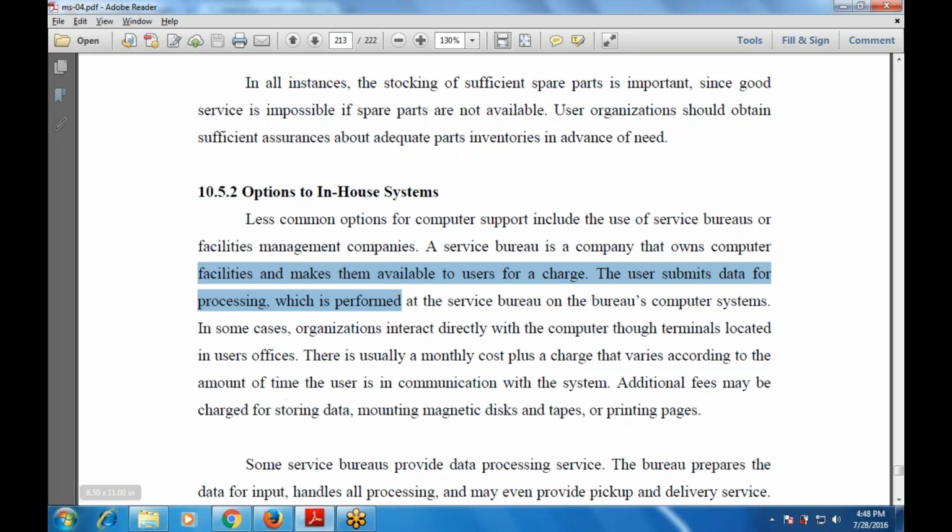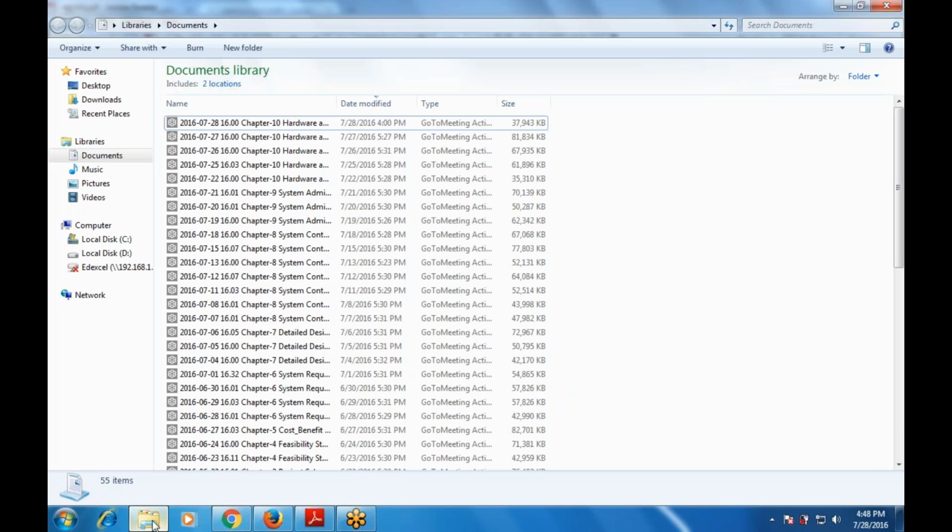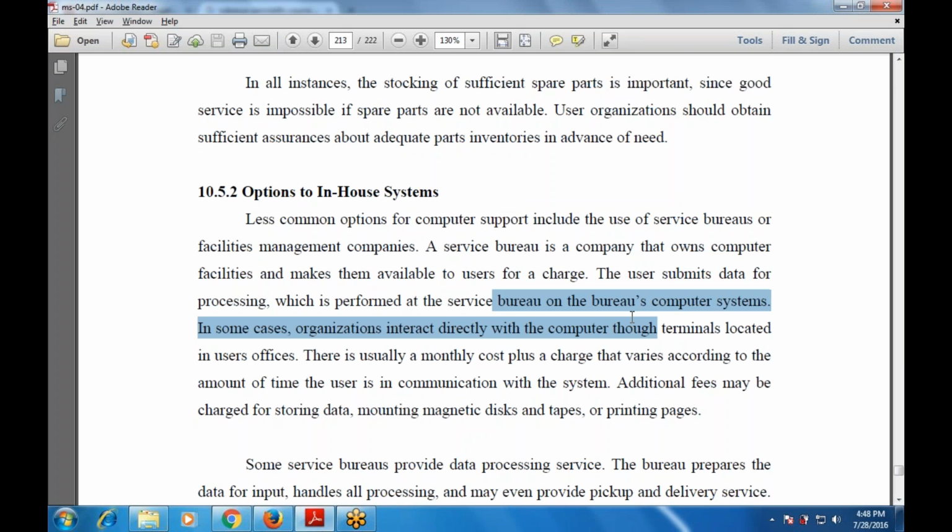In some cases the organization also has to maintain a direct relationship with the computers, including the maintenance part, followed through the service bureau for the computer system. In some cases, organizations interact directly with the computer through terminals located in the user's offices. There is usually a monthly cost plus a charge that varies according to the amount of time the user is in communication with the system.